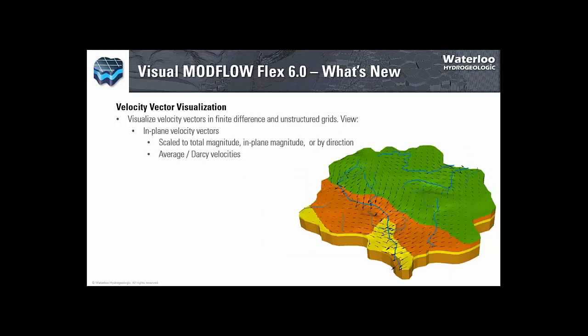And I'll go back one slide and highlight that the velocity vectors can be scaled either using the total 3D magnitude, the in-plane magnitude, and also by direction. So all vectors are scaled the same, and you just get to see which direction they're going. You can also scale vectors by average linear velocity or using the Darcy velocity.